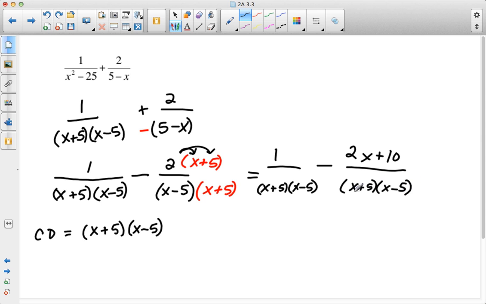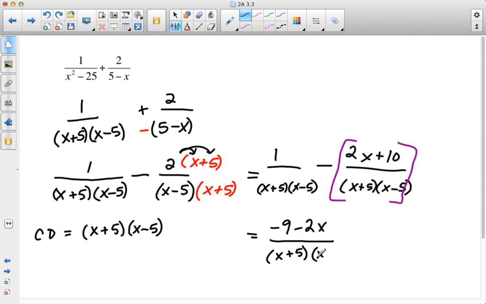So here's the tricky part to remember. I'm subtracting this entire fraction, which means I'm not only subtracting the 2x, but I'm also subtracting the 10 as well. So when we go to combine our like terms, I have 1 minus 10. So that's going to be a negative 9. So I have negative 9 minus 2x. Or if you want to reorder it, negative 2x minus 9, you could say that over x plus 5 times x minus 5.